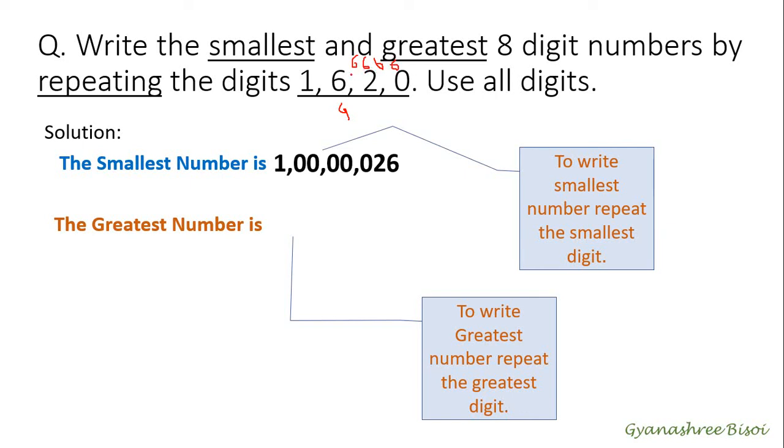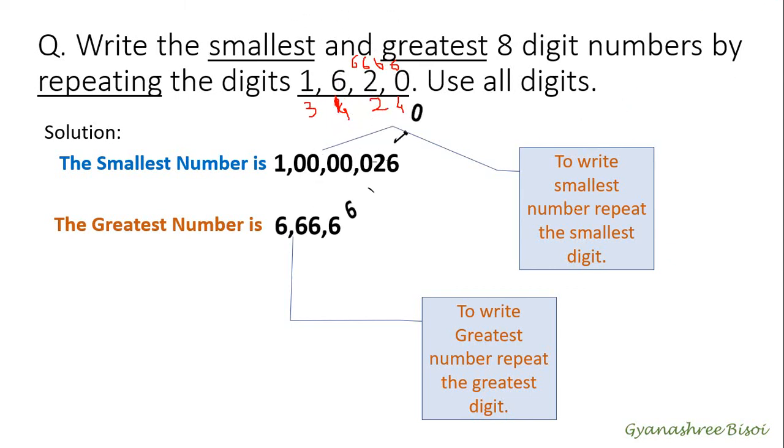So 1, 2, 3, 4, 5. Then 6. I'll write it 5 times. We know that while writing the greatest number, we need to write the digits in descending order. That means 6 will come first. The digit 6 I need to write first. How many times? 5 times. Then which one is the next one? 2 is the next one. Then 1. Then 0.